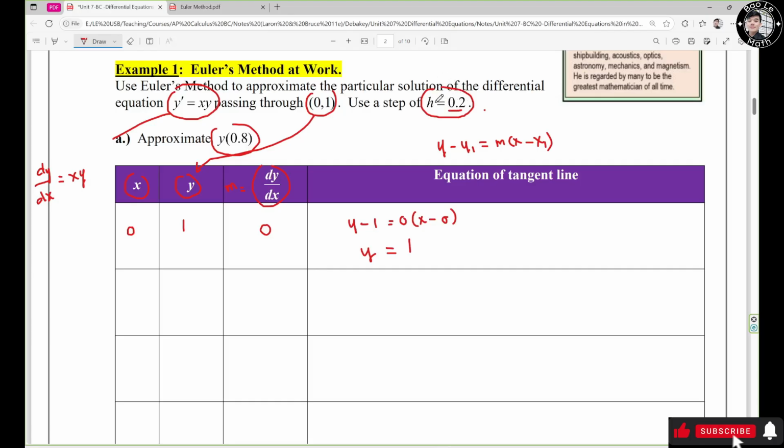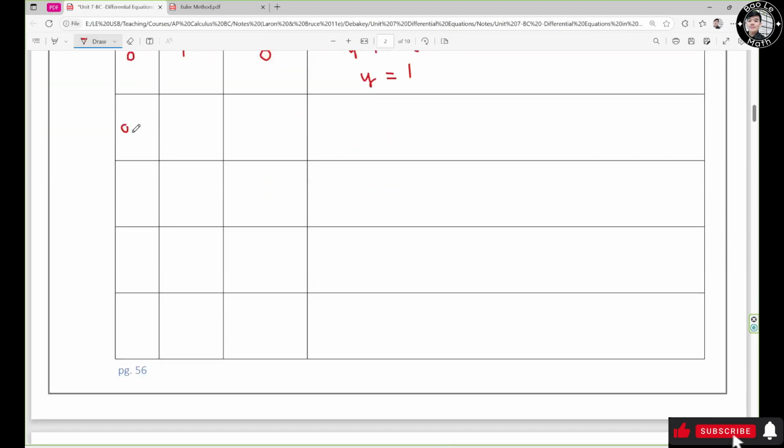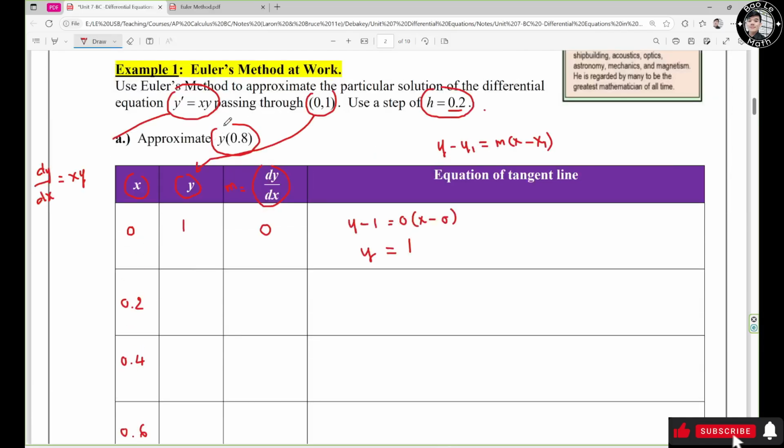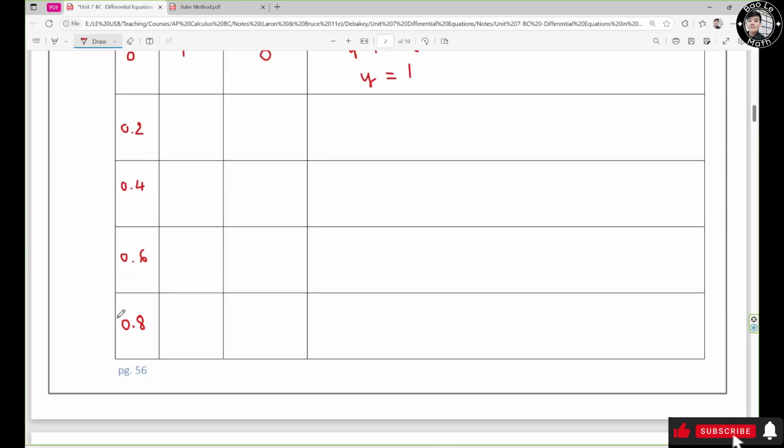Now since you have step size 0.2, you keep adding 0.2 to the s column each time, so it's 0.2, 0.4, 0.6, and 0.8. You stop right here, because the question asks you to calculate y of 0.8.